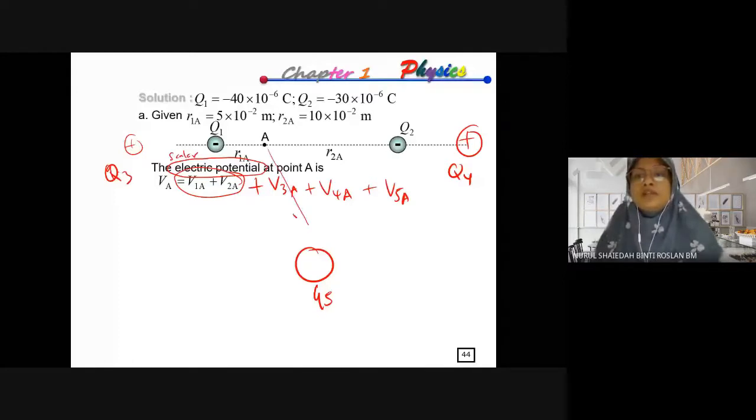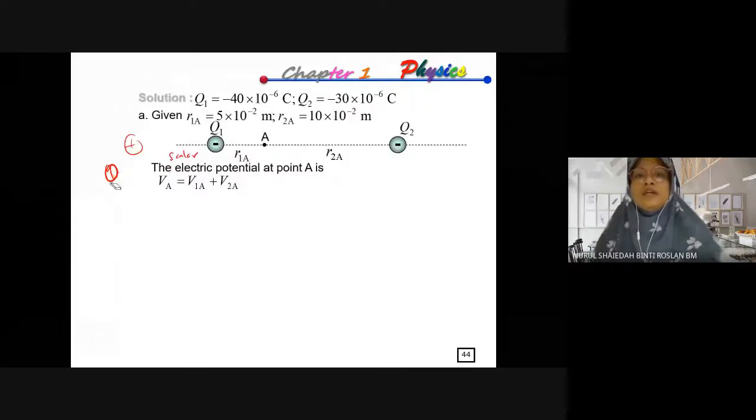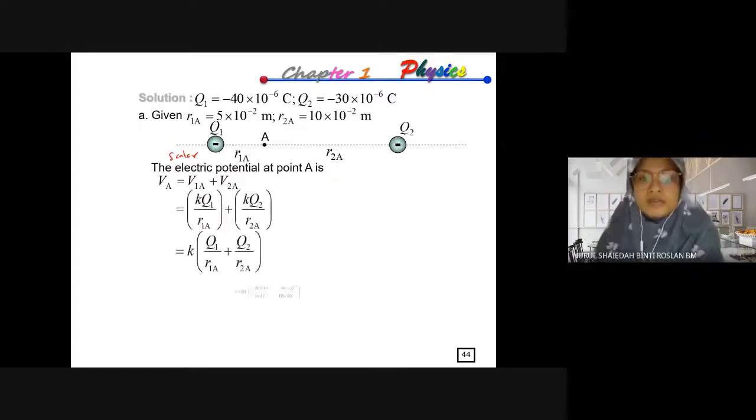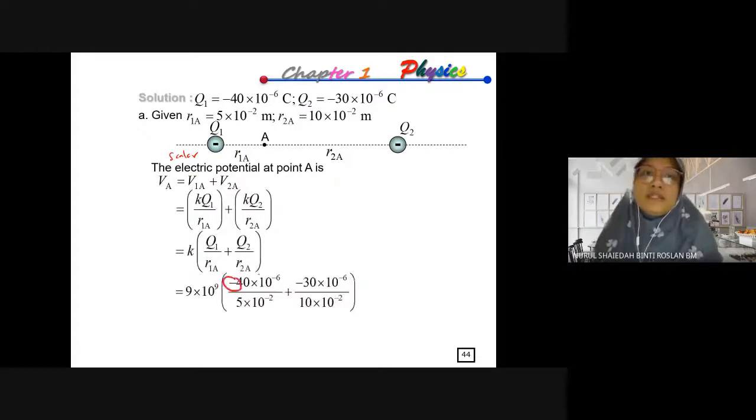That you must understand. So, when you see a VA question, it's very easy. Don't think of anything else. You just add. However many point charges we have, you just add on. Just add. No subtracting. Add, everything is added. What will make it negative is because of the charge. Because Q1 is negative and Q2 is also negative, that's why you put negative. So you will get the answer negative 9.9 times 10 power of 6 volt.